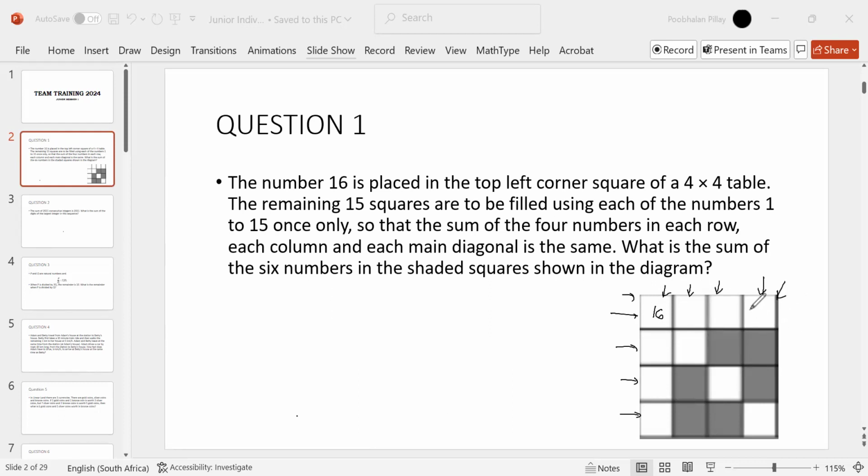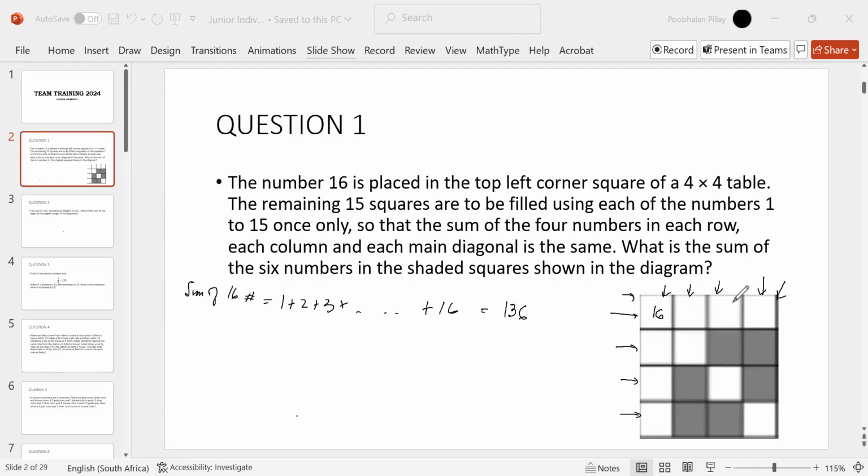Okay, so we can calculate that number. Because all the 16 numbers are used, the sum of all the numbers is 1 plus 2 plus 3 all the way up to 16. You can add up all these numbers, and if you work that out, you get 136. I'm not going to go into detail with that.